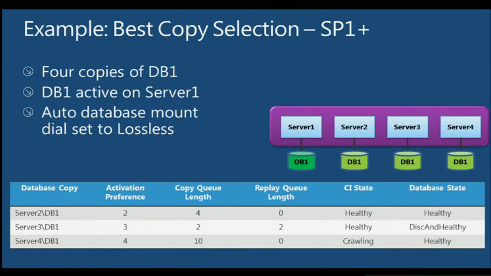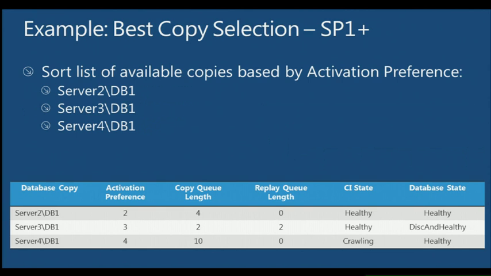Now, let's do the same exact scenario, except now instead of RTM, we're running SP1. And we have our auto database mount dial set to lossless on all the servers. So the only difference here, everything is the same. We still have the same failure. The only difference is, instead of sorting by copy queue length, because we're on SP1 and we've got the dial set to lossless, we now sort by activation preference. So the sorted list is different now. Instead of 3, 2, 4, it's 2, 3, 4 because 2 has the lowest activation preference. And so that one is going to be tried first.